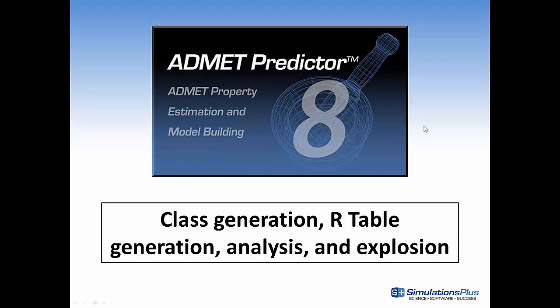This is Mike Lawless, and in this video I'll demonstrate how to cluster a set of BACE1 inhibitors in order to create classes that contain the same scaffold. We will then generate an R table for one of the classes and analyze the compounds. Finally, I will show how to enumerate the R table in order to combine all of the substituents in one position with all of the substituents in the other position.